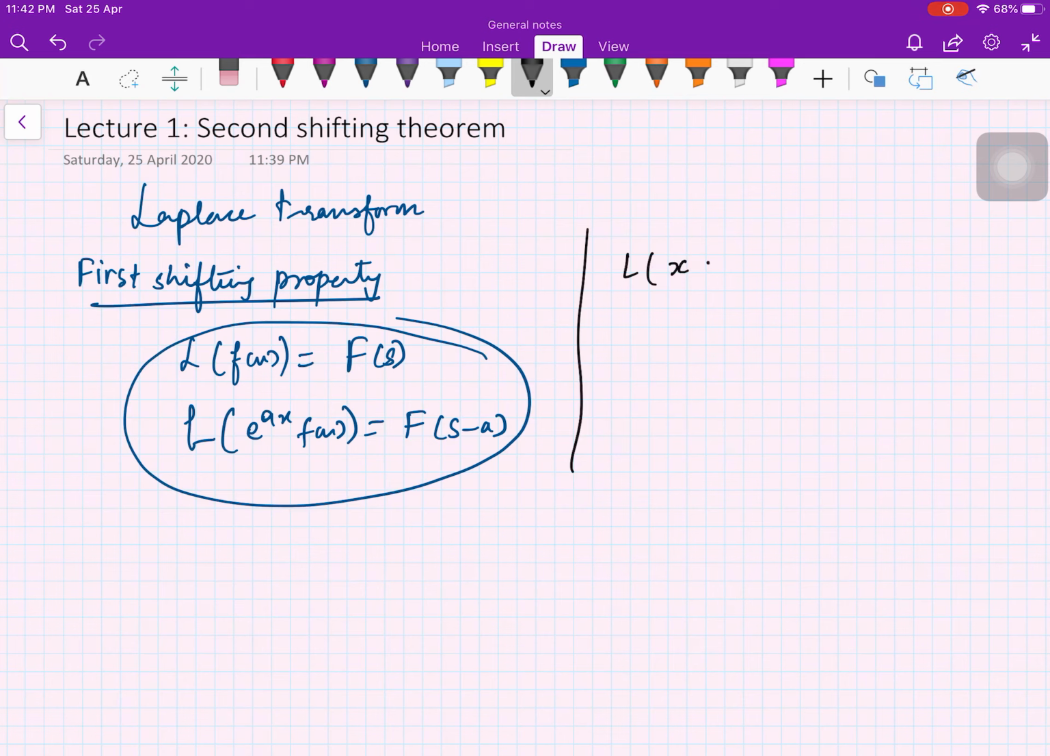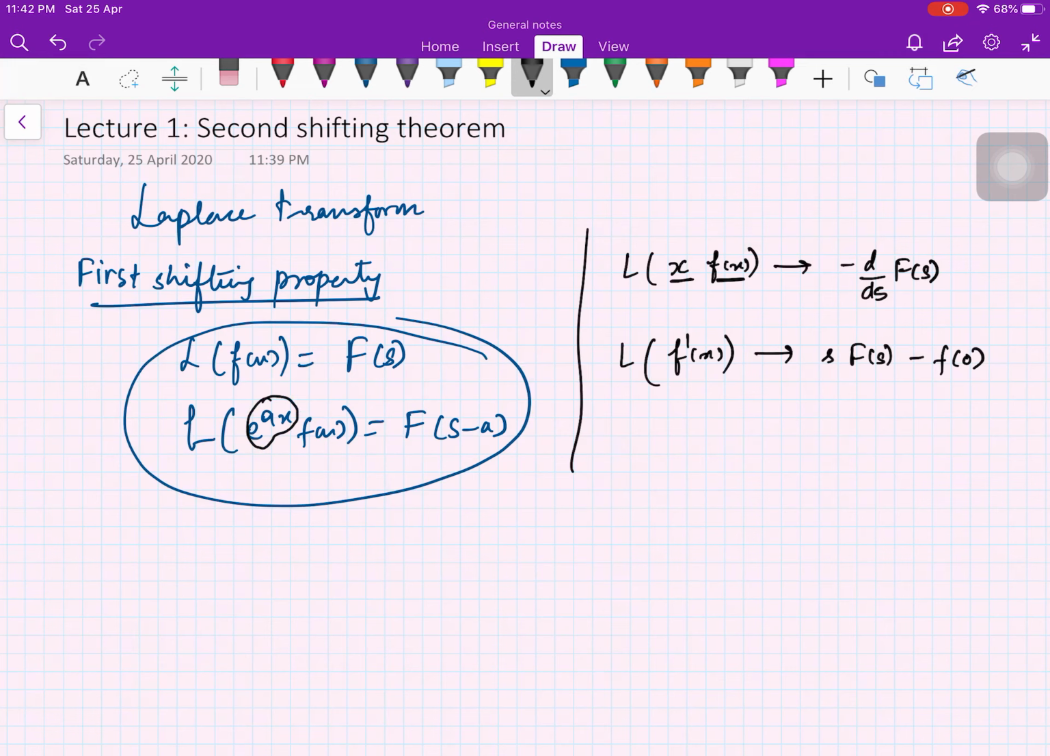We have done that if you multiply f of x with x, then on the right hand side you had to take the derivative, right? This is what also we had done, and then we had taken that okay, what happens if we take the derivative here? Then we have seen that on the right hand side you have to multiply with s, right? S F of s minus f dash minus f of 0. So it was like this.